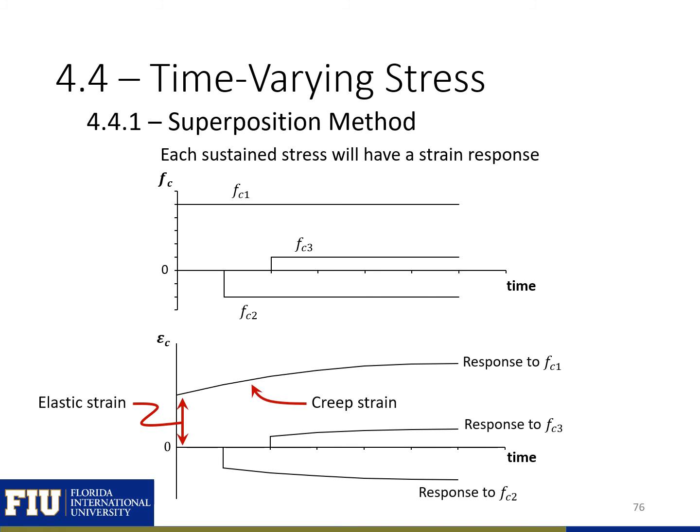Each of these sustained stresses is going to have a strain response. Our sustained load FC1 is going to have an initial elastic strain response and then a creep strain. Same with FC2 and FC3. What we can do then is figure out the creep strain at any time as just the summation of these three responses.